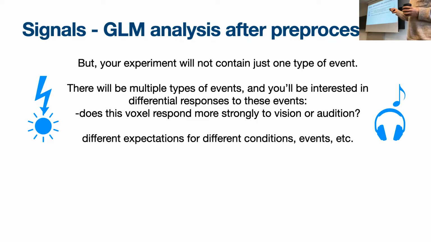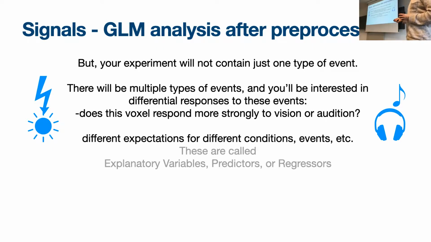So what we want to do, I talked a bit about it, is construct expectations of what the signal might look like, and then check whether the data conform to those expectations. We're going to compare the data to the expectations that we have of what the signal looks like. So we're going to have different expectations for the visual part and for the auditory part. And these expectations are called by different names. They're called explanatory variables. They might be called predictors. They might be called regressors. They're all the same thing. What they are is our expectations of what the signal should look like.